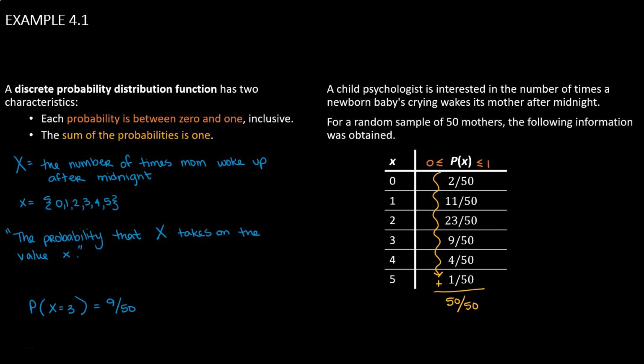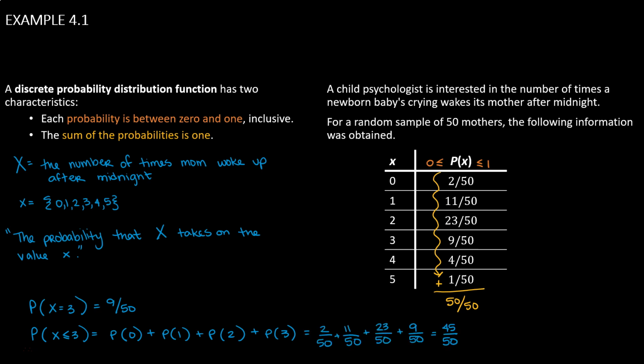We can also do slightly more complex probabilities, like the probability that our random variable is less than or equal to 3. This would include the probabilities where X is equal to 0, X is equal to 1, X is equal to 2, as well as X is equal to 3. So we would add the 4 probabilities for each of those variable values. So the probability that a mom in this study wakes up 3 times or less would be 45 out of 50.